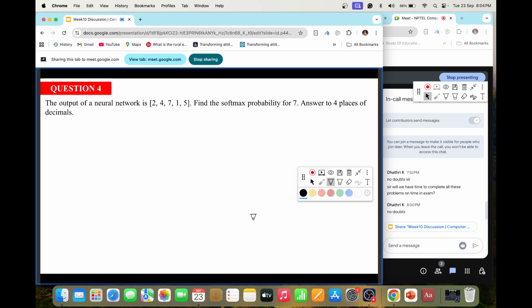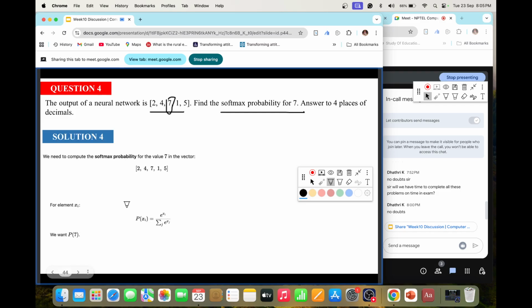Now let's move on to question number 4. The output of a neural network is 2, 4, 7, 1, 5. Find the softmax probability for the 7 data point, answer to 4 places. Very easy, you should know the softmax function. The formula is e to the power xi divided by the sum of e to the power xj, j from 1 to 5.